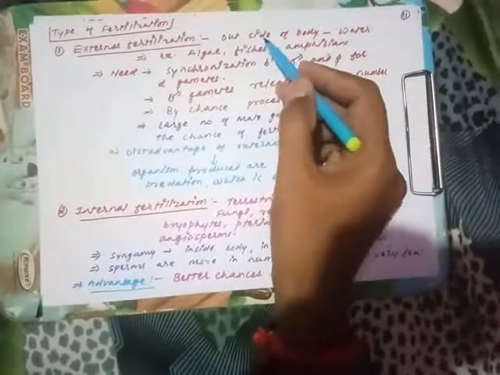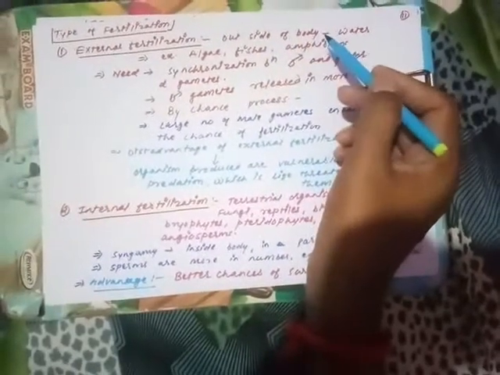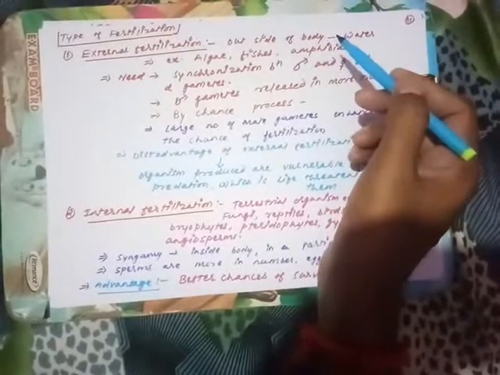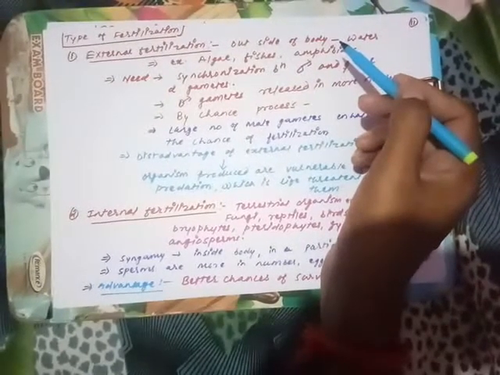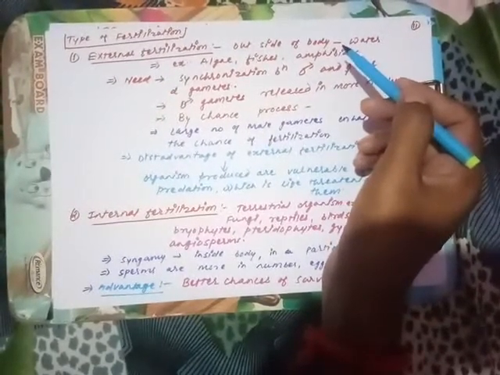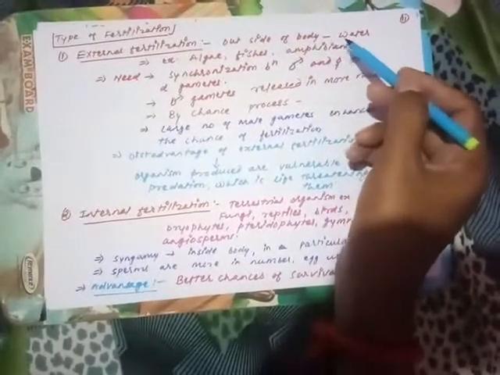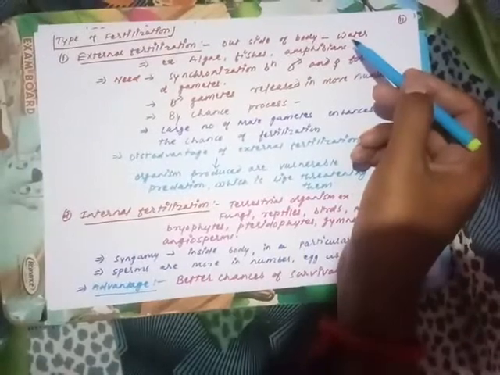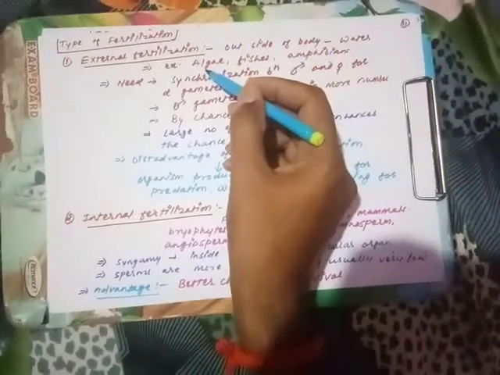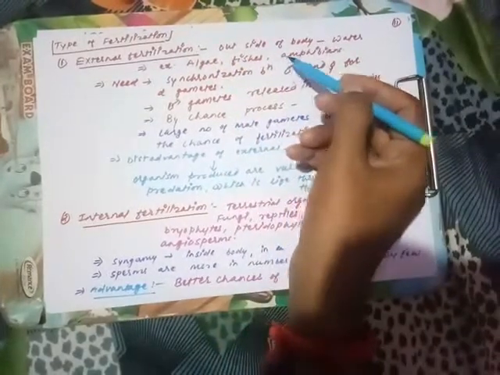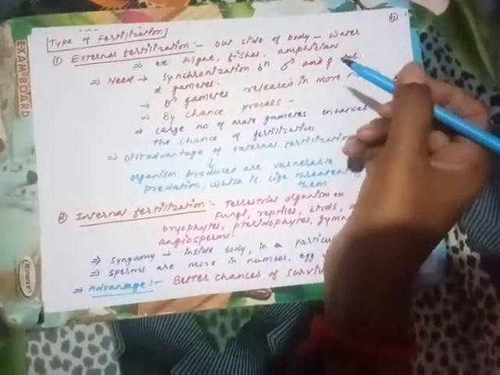The fertilization occurs outside the body, and we have earlier discussed that outside of the body, the fertilization demands only the presence of water, the medium of water. So here, outside of the body, the fertilization will occur with the help of water only. So in which type of organism does it occur? That is algae, fishes, amphibians. What is the basic need?